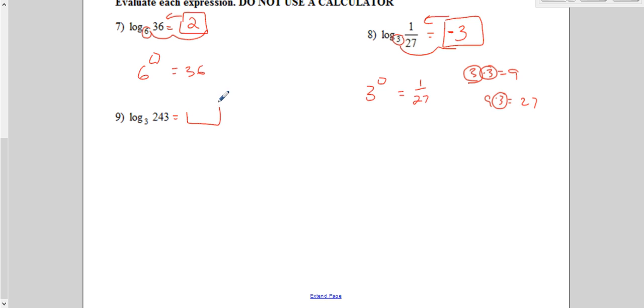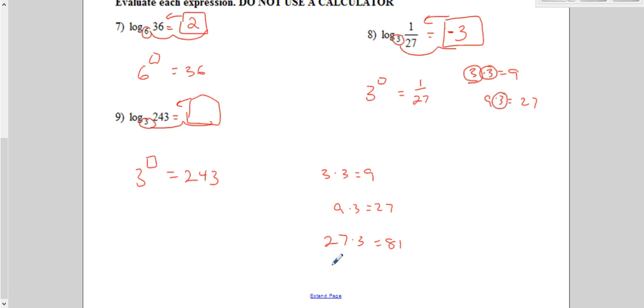And now for number 9, I'm going to create this box here. And again, 3 to what exponent is equal to 243? Okay, well, 3 times 3, as we know, is 9, and 9 times 3 is 27. 27 times 3 is 81, and 81 times 3 is 243. So how many 3's? 1, 2, 3, 4, 5. So I used up 5 3's, so that means my answer here is 5.